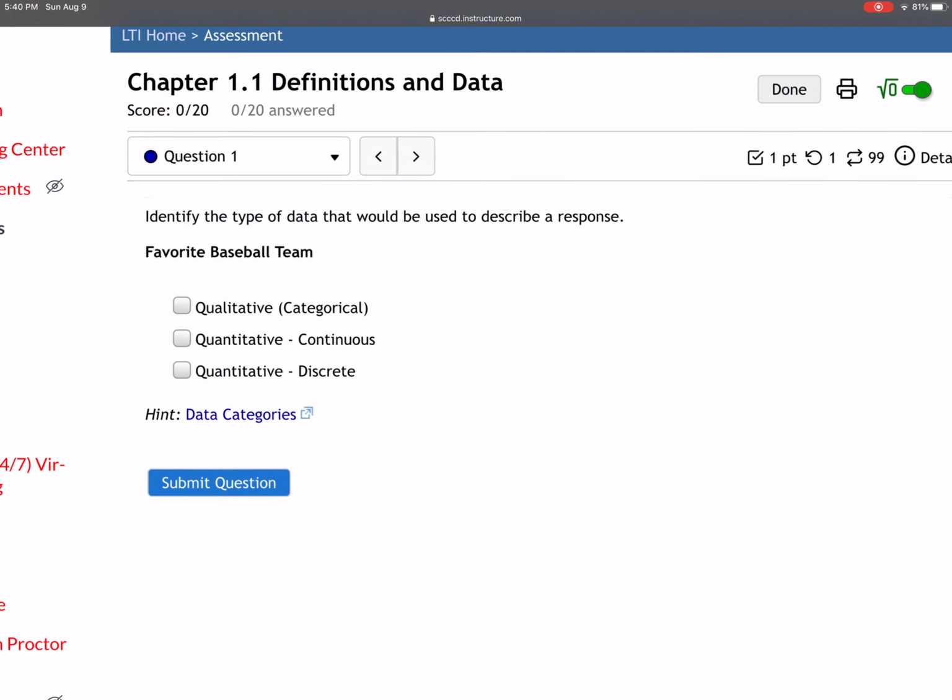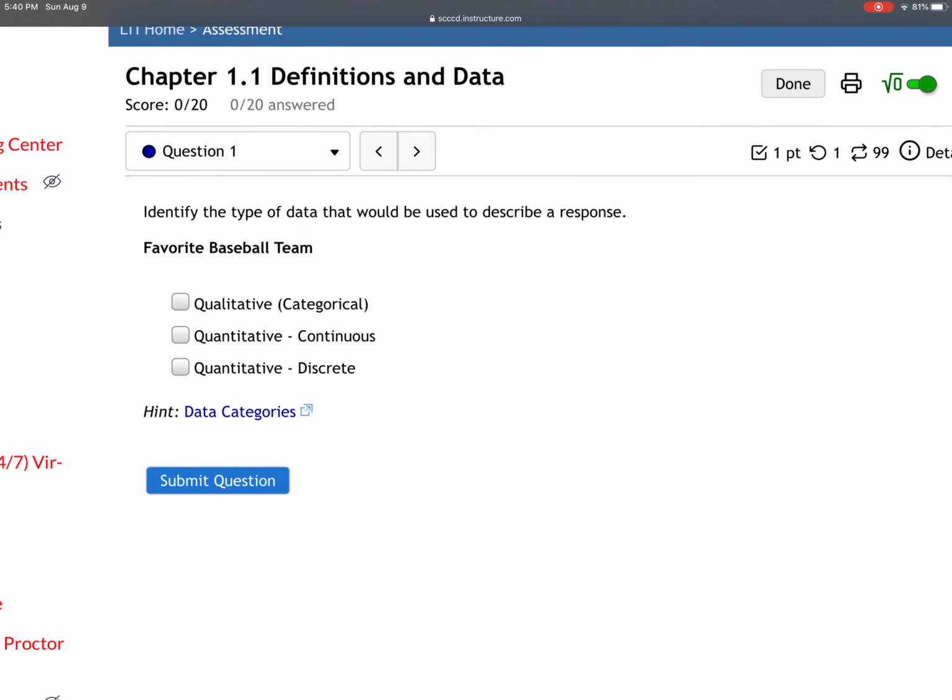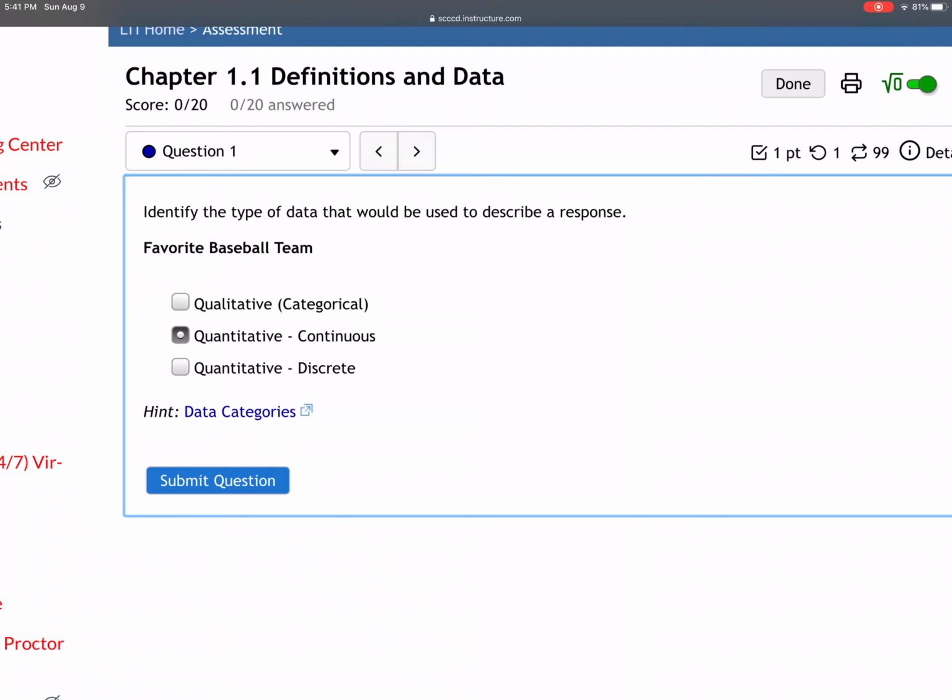So here we go. Identify the type of data that would be used to describe a response. So what's favorite baseball team? Well, you'll need to watch the video, but that's qualitative. Let me do it wrong. What if I thought it was quantitative, meaning numbers? Favorite baseball team isn't a number.